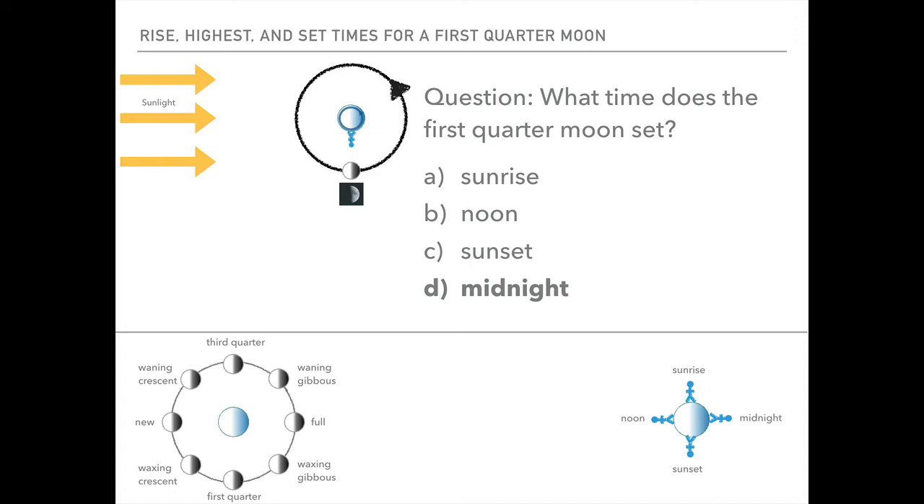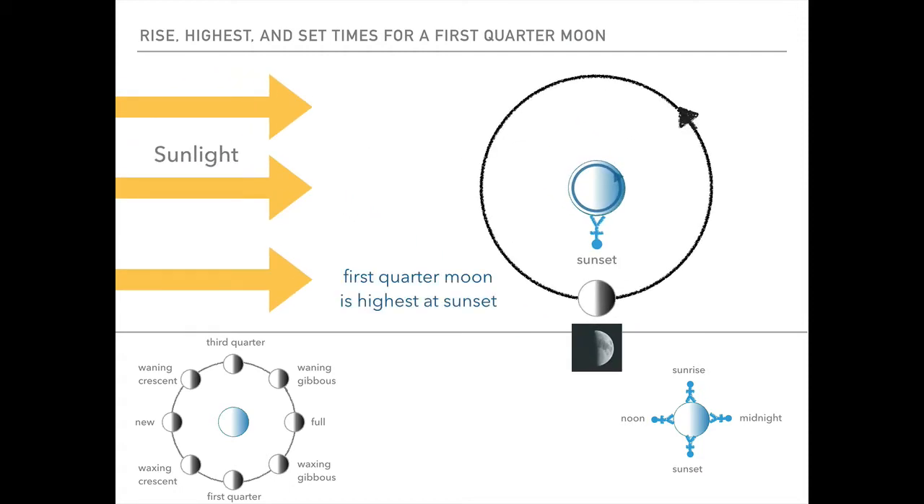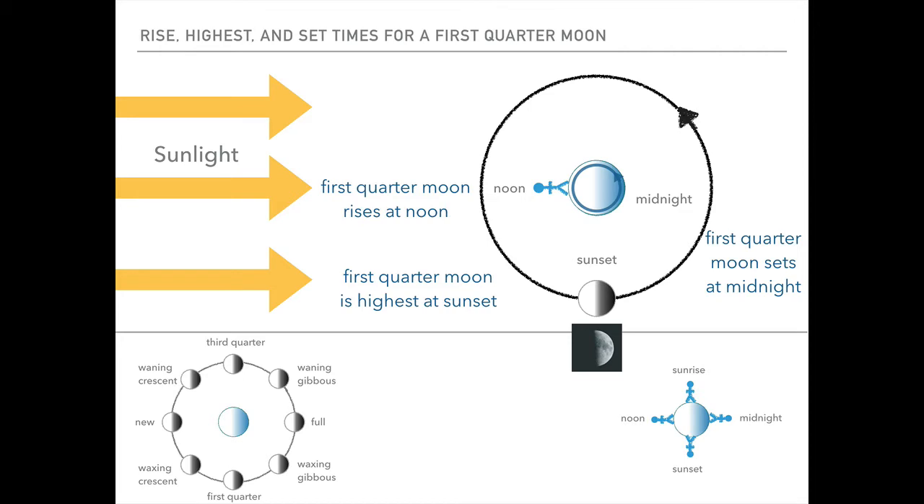To see why, let's return to the larger diagram, where we've already seen that a first quarter moon is highest in the sky around sunset. Therefore, as Earth rotates, it must set about 6 hours later, or around midnight. It then remains below the horizon until the following noon, which is when a first quarter moon rises. In other words, a first quarter moon is visible throughout the afternoon and into the evening, setting at midnight.